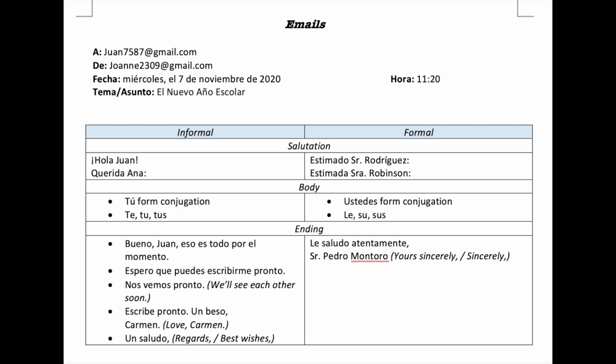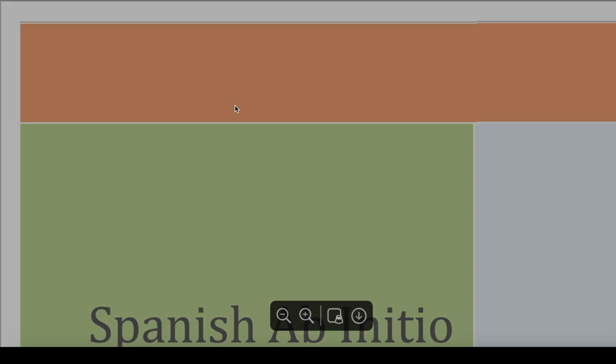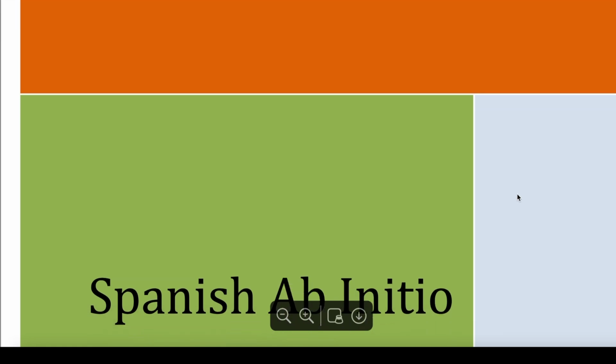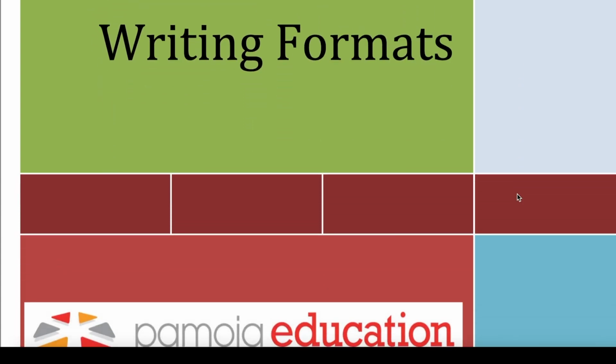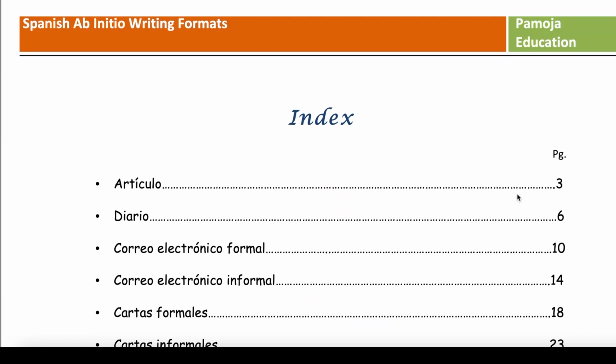You can also just do a quick search on Google, and you're probably going to find a few guides that other people have already made on the most common text types in Spanish ab initio, such as this one. You can also ask your teacher if they have any such resources. For example, my teacher gave us a guide that had a lot of great examples of the phrases that commonly appear in these text types.